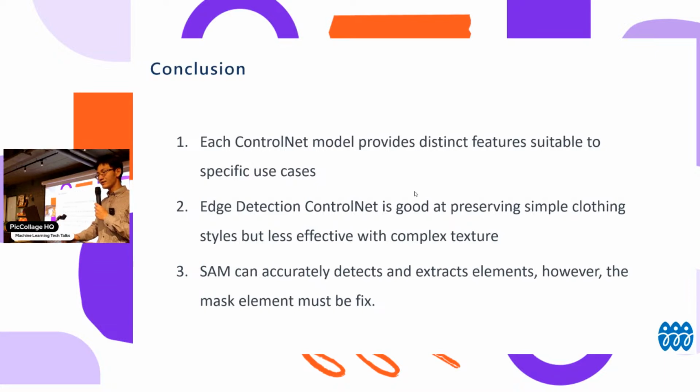And for the conclusion, each ControlNet provides a different kind of feature. We need to know which ControlNet has which kind of function in order to use it correctly. Edge detection is good for preserving the sample style, but it's less effective for complex texture. And another thing is that SAM can accurately detect and extract elements. However, once we get the mask, it will be fixed.